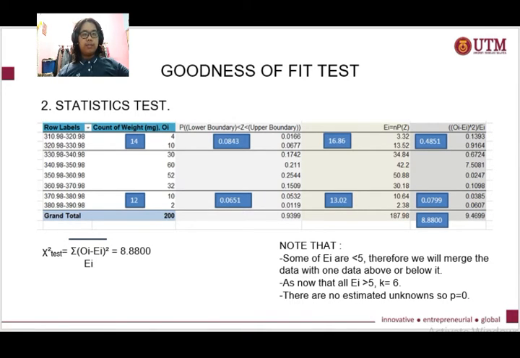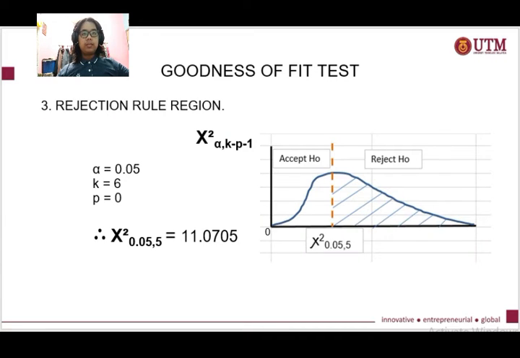the right column. After that, because there are two data which are less than 5, we merge these data with the data above or below them. So the blue box is the data after the merge. After merging, we can calculate the total of the chi-square test, which is 8.88.